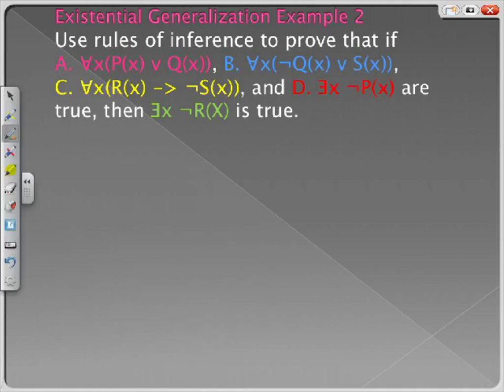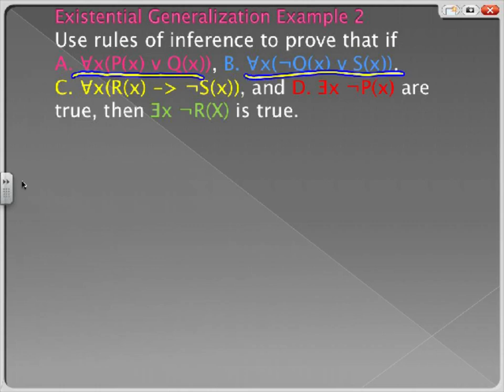And in our last example, we are going to use the rules of inference to prove that if we have these four premises, A, B, C, and D, then we can conclude our conclusion right here. That is, there exists an x such that not R of x is true.